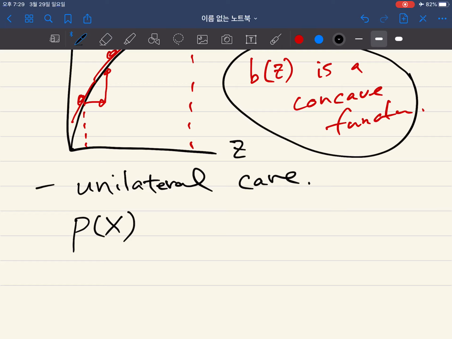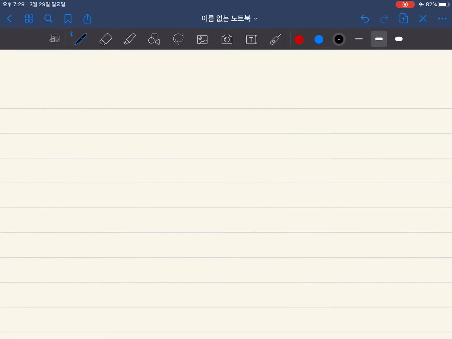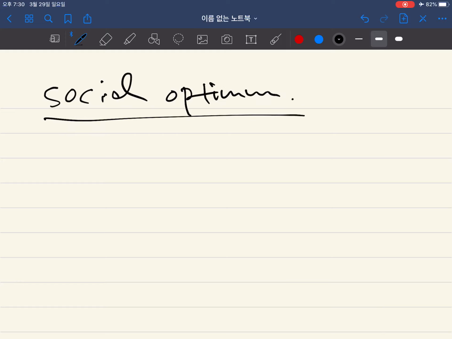Then the first thing to do, we want to find the social optimum. So we want to maximize social welfare. So here, what is social welfare? Again, injurer's utility plus victim's utility, right?